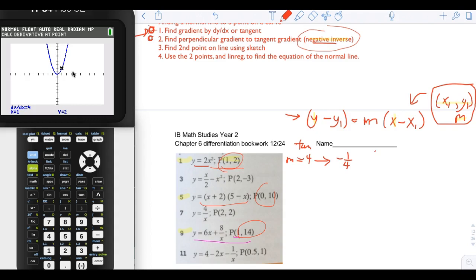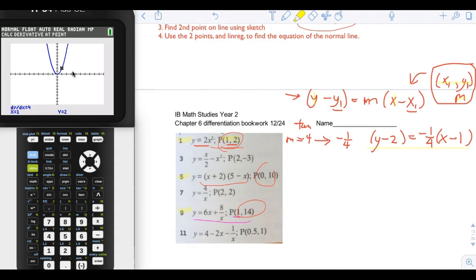And we're just going to substitute it in. So instead of m, we're going to put negative 1/4. And instead of x1, y1, we're going to put 1, 2. So we'll put the 1 here in for x1, and the 2 here in for y1. And so this is our answer right here. Okay? We'll do one more. So now we'll do number 5.